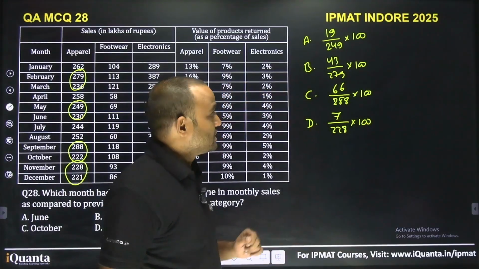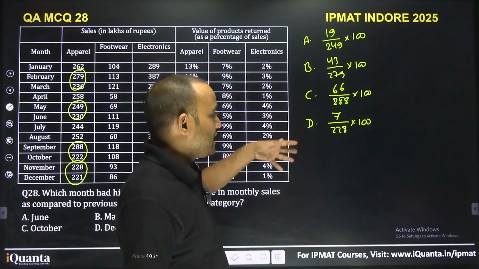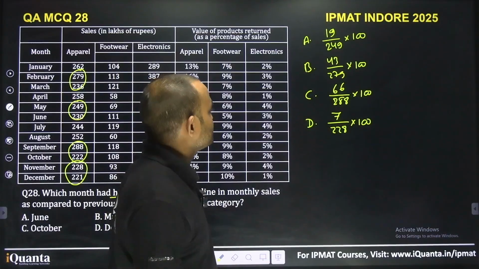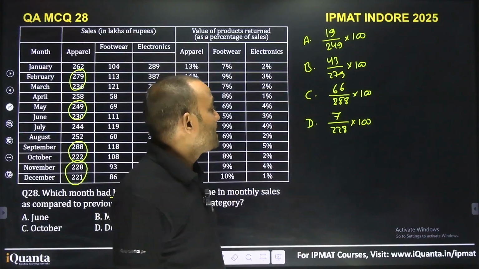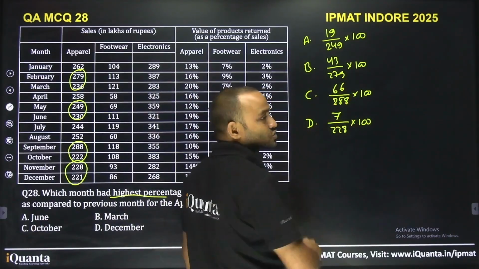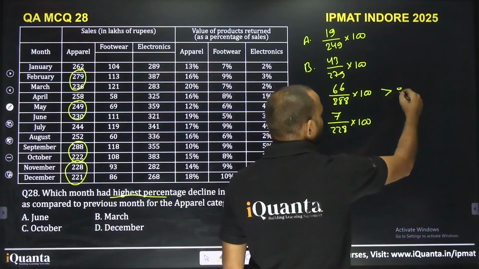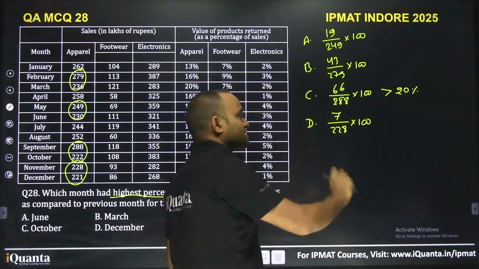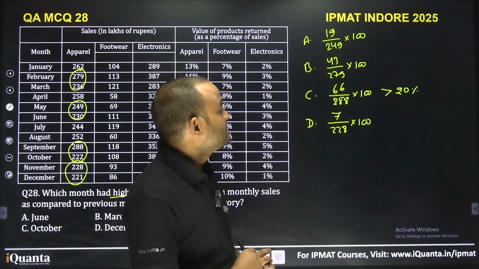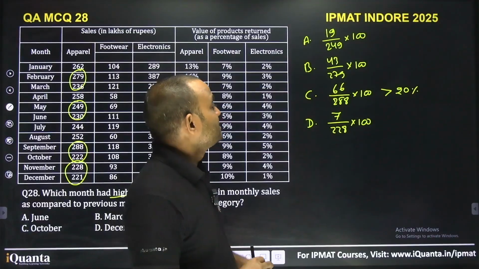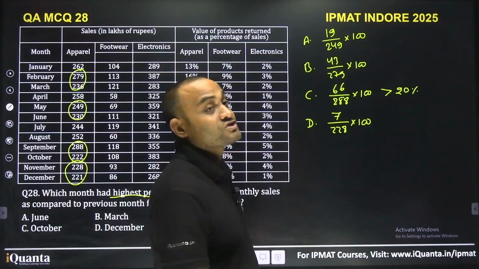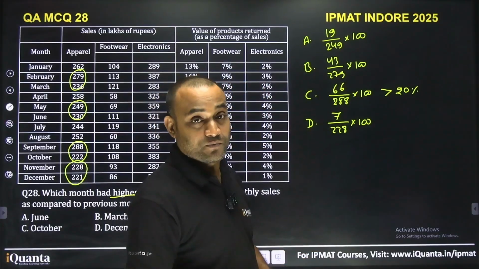Now if you look closely, we need to find the highest percentage decline. So which one is highest? If you check this value, 66 upon 288 is greater than 20%. Why? Because 10% of 288 is 28.8, 20% will be 57.6, right? This value is greater than 57.6, so this value is greater than 20%, but the rest of the values are way less than 20%.